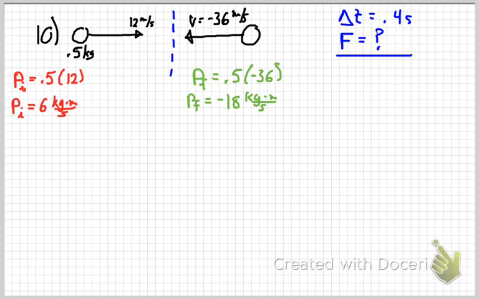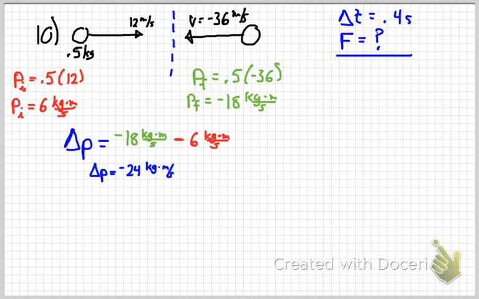So when you do mass times velocity, the initial momentum is 6 kilogram meter per second. The final momentum is negative 18 kilogram meter per second. Again, negative because it's going backwards. So to find your impulse, you just subtract final minus initial. So your delta P, your impulse, is negative 18 minus 6, which is negative 24 kilogram meter per second.